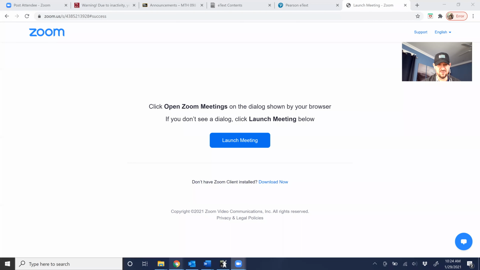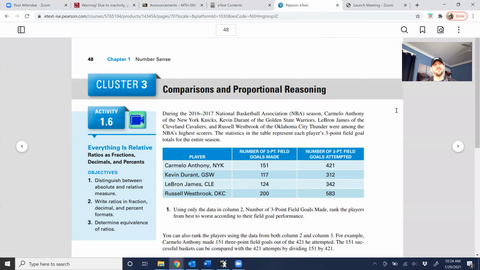Okay. So I'm going to share a screen here, and get to where I was in the book. There we go. So here we are, activity 1.6. Everything is relative. So we've got three objectives here. One is to distinguish between absolute and relative measure. The other is to write ratios in fraction, decimal, and percent, and determine equivalence of ratios, like what ratios mean the same thing. So I'm going to talk about these three things. I'm not going to do the activity because that's part of your grade, but I will do parts of it.